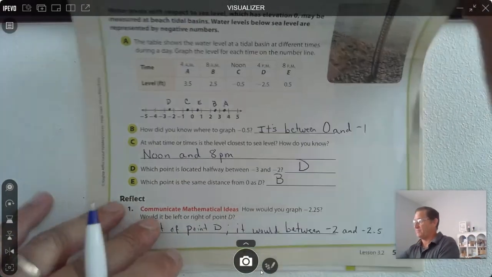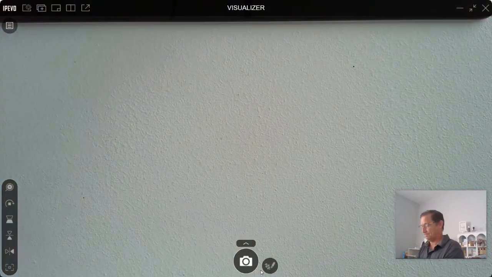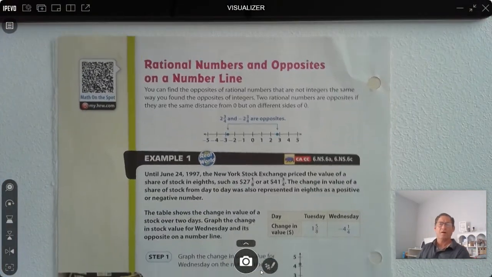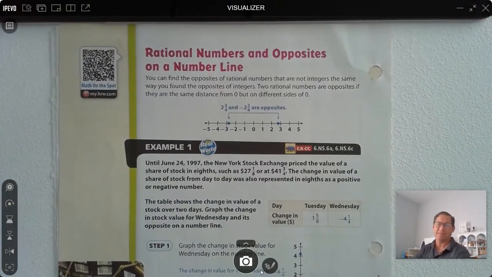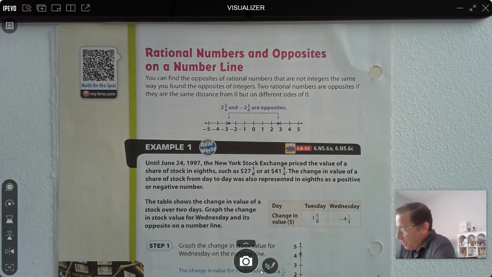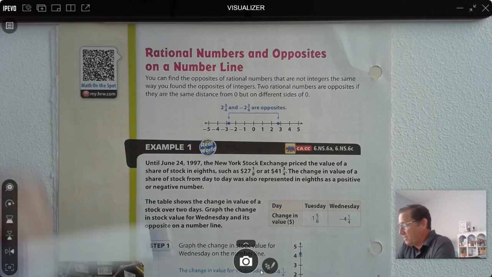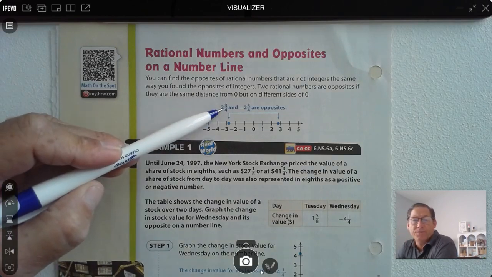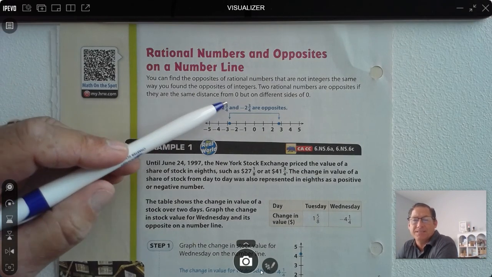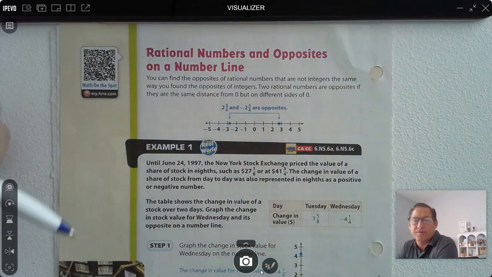Okay, let's look at page 54. Rational numbers and opposites on a number line. We can find the opposites of rational numbers that are not integers the same way you found the opposites of integers. Two rational numbers are opposites if they are the same distance from 0, but on different sides of 0. So, for instance, 2 and 3/4 is the same distance from 0 as negative 2 and 3/4.